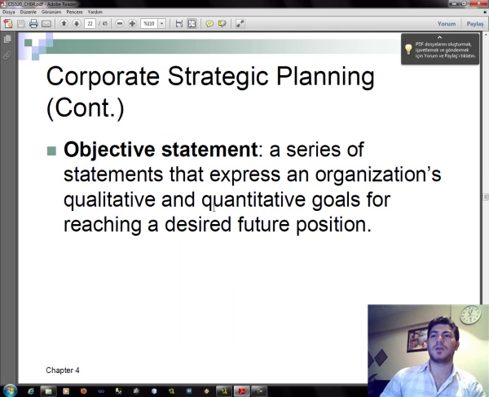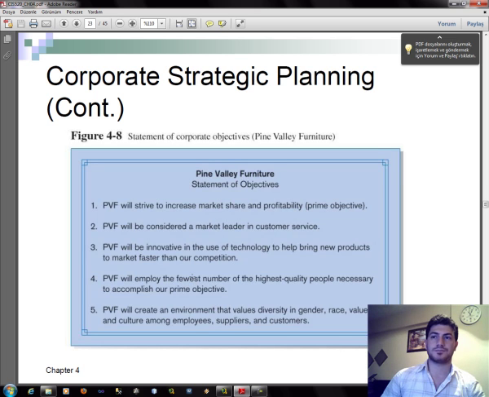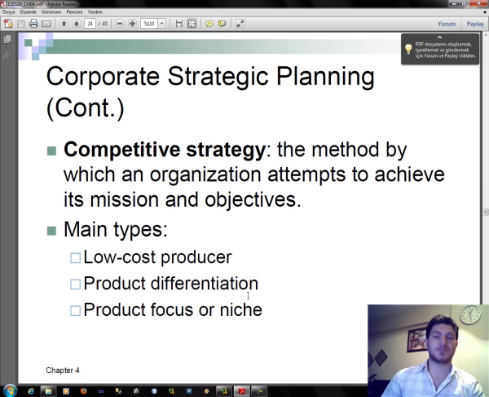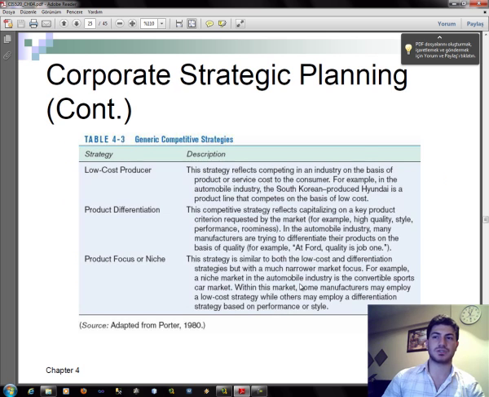Okay. Objective statement: a series of statements that express an organization's qualitative and quantitative goals for reaching a desired future position. Competitive strategy: the method by which an organization attempts to achieve its mission and objectives. Main types: low-cost producer, product differentiation, product focus or niche.